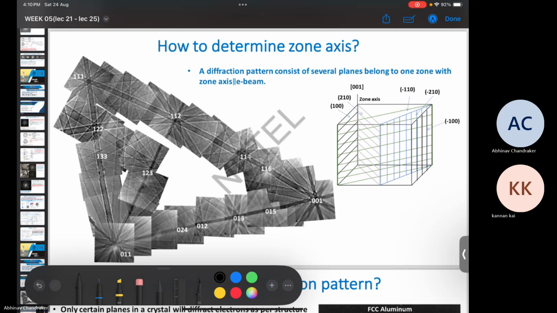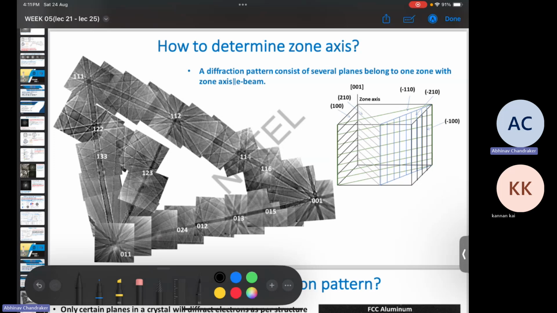Moving on. So we have talked about the crystals, the effect of crystal structure on the diffraction pattern, and the effect of the planes which are diffracting. But now we'll try to understand what will be the set of planes which we'll observe for a particular orientation of the crystal in the specimen. What will be the set of the planes which we'll observe in the diffraction pattern, and what kind of a pattern will they form?